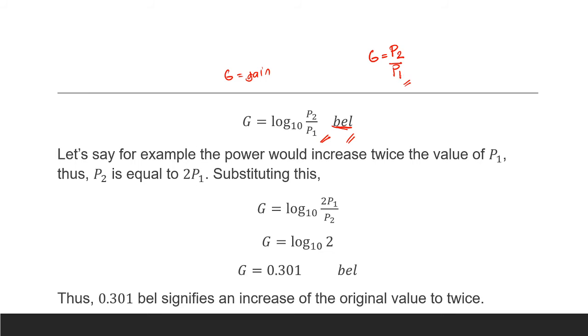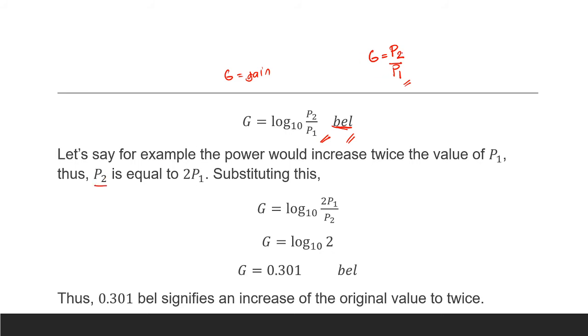From P1, naging P2 siya. So, gaano kalaki yung increase? Ayun. So, level of increase yung tinatalakay natin. Now, let us say, for example, the power will increase twice the value of P1. So, therefore, yung P2 natin, magiging doble daw eh.